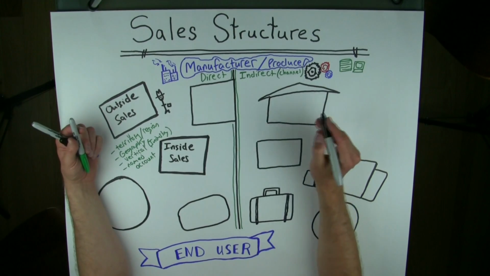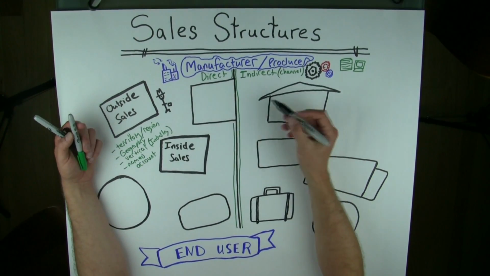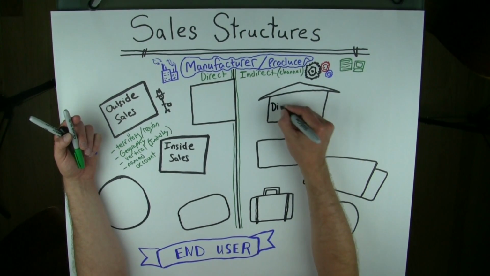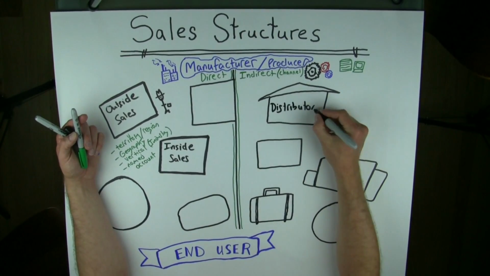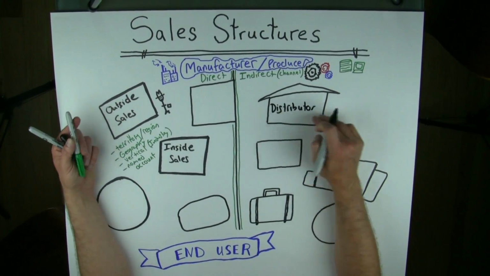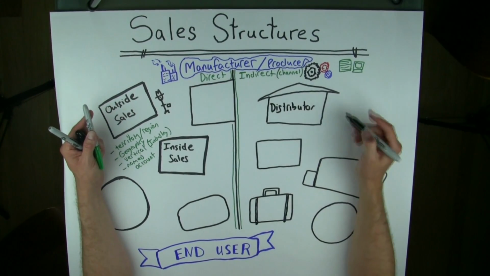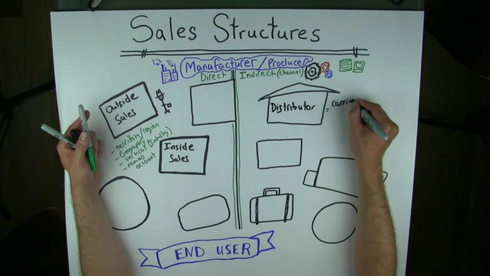On the indirect side, one of the top layers of the channel side is what we're actually going to call a distributor. And there's a lot of different confusing names, but a distributor is not only somebody who sells the manufacturer's product, but typically, and that's the reason I did this little house, typically it's somebody who carries inventory, right?